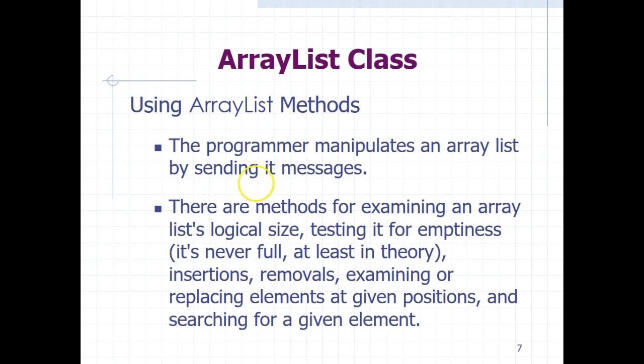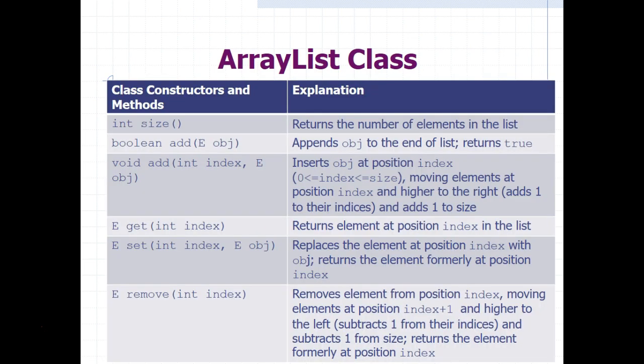Now, like I said, there are methods for examining an ArrayList. We can check its size. Again, don't get confused. Arrays, we check its length. ArrayList, we check its size. And then testing whether it's empty or how many items it has. We can insert, we can remove. We can do a lot of things to these objects. So we're going to take a look at these. I would suggest writing these down, because we're going to actually use quite a few of these, or at least examine quite a few of these in the code that follows.